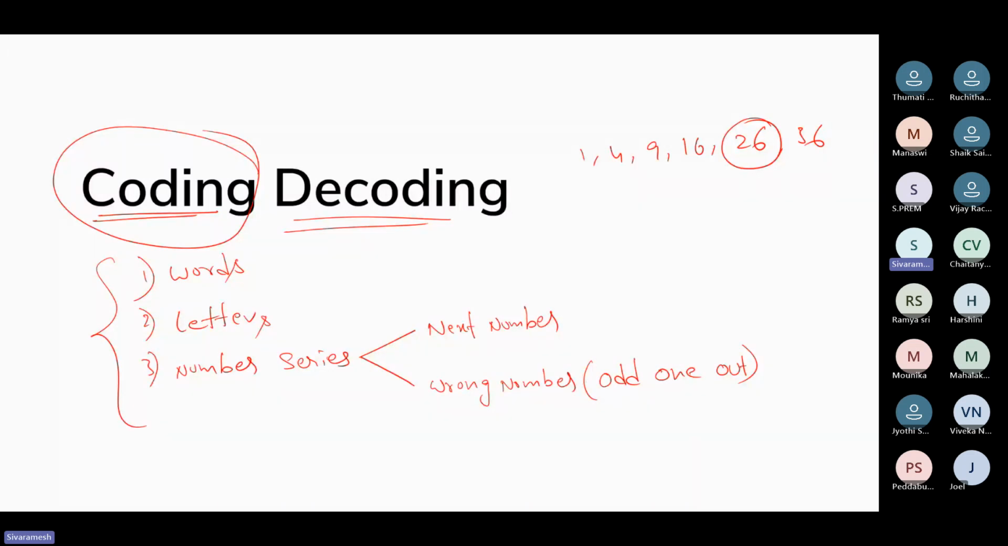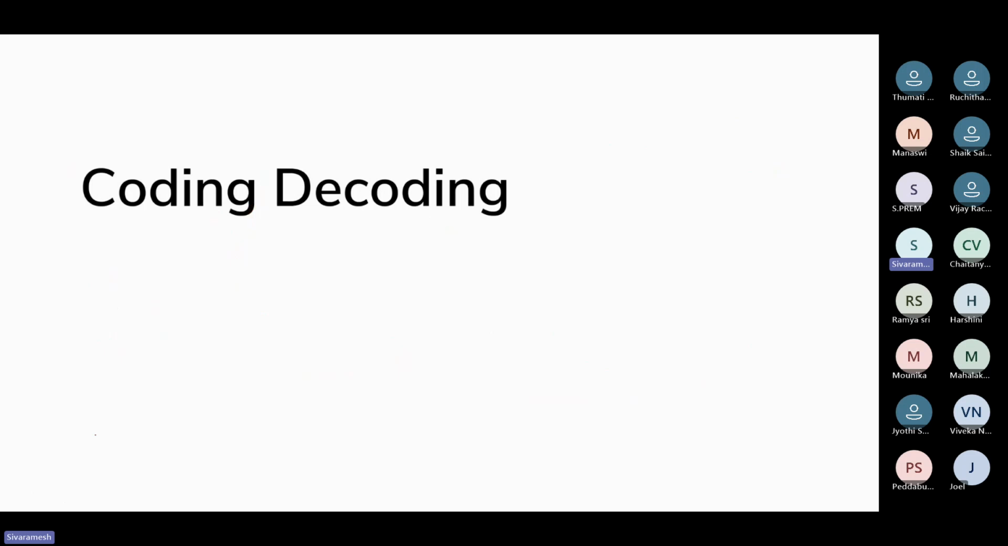I'll share the PPT today. Today's task is completing the entire thing: words based, letters based, numbers based, all of these. When you talk about coding and decoding practically, there is no specific category of questions that you may expect in the exam.